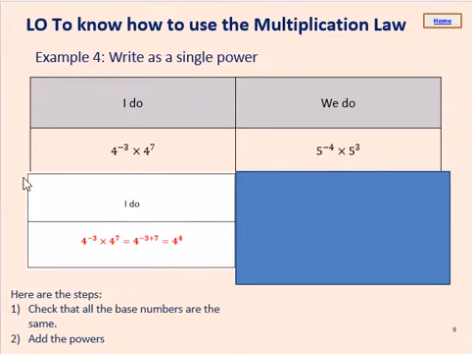Okay, so example 4 sees a slightly different example because in this one we've got a negative power. So 4 to the power negative 3 times 4 to the power 7, but it's still the same process. Our answer is going to be 4 to the power of negative 3 plus 7, which gives me 4 to the power of 4. Negative 3 plus 7 gives 4, so it's 4 to the power 4. Please copy that down and then go on to the we do and try that yourselves.